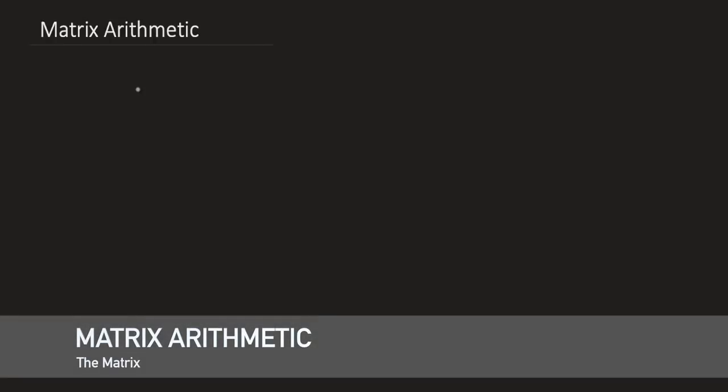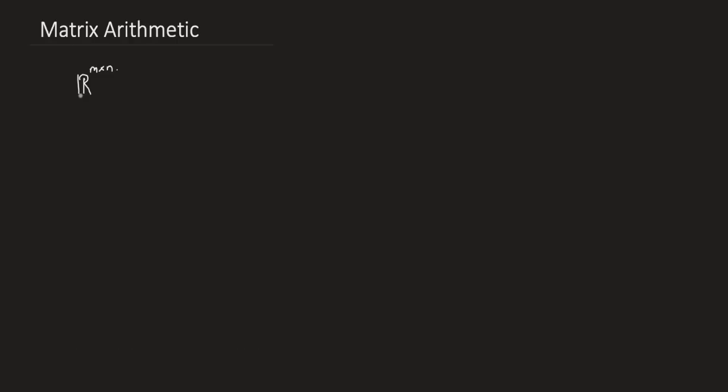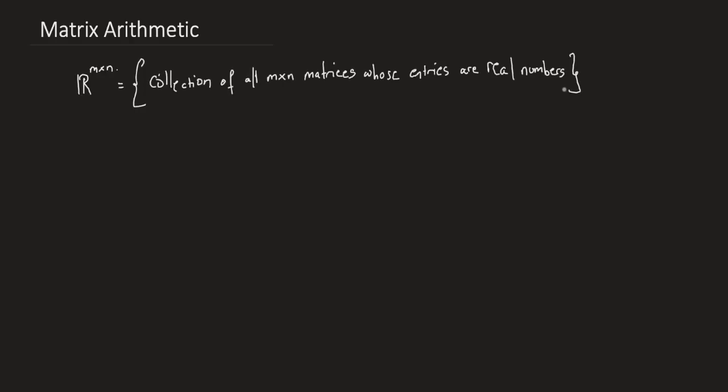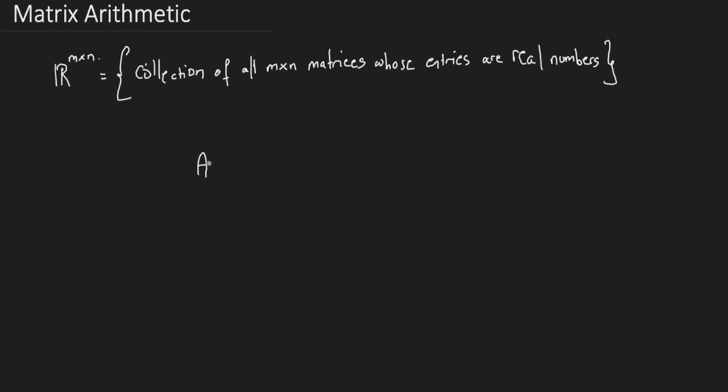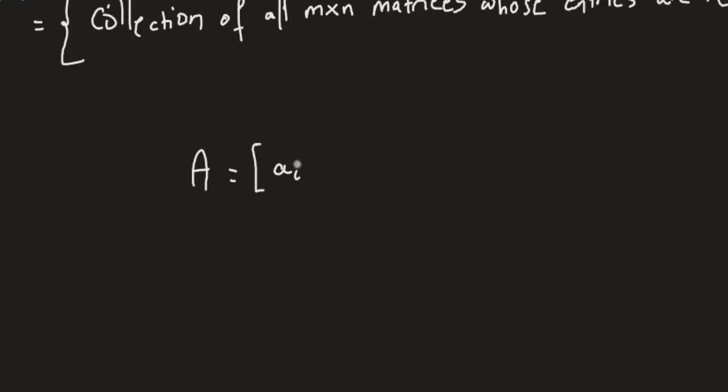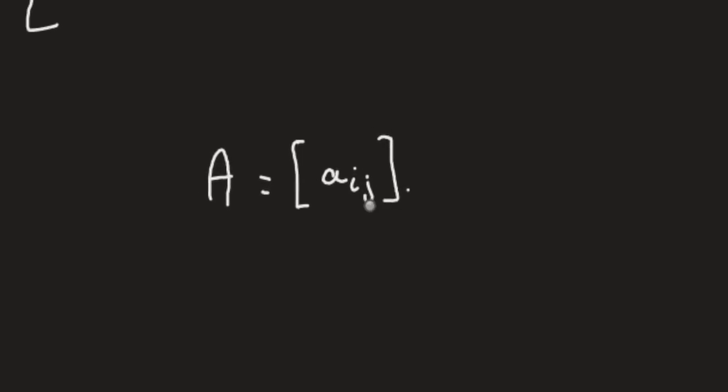So a matrix is a rectangular array of numbers with m rows and n columns. So when we say R^(m by n), this simply means that it's the collection or set of all m by n matrices whose entries are real numbers. Now matrices will usually be denoted by capital letters. So uppercase A is a matrix, and to explicitly define its entries, we're going to use the bracket notation, that is a_ij. So subscript ij will index the rows and columns, i for the rows and j for the columns.